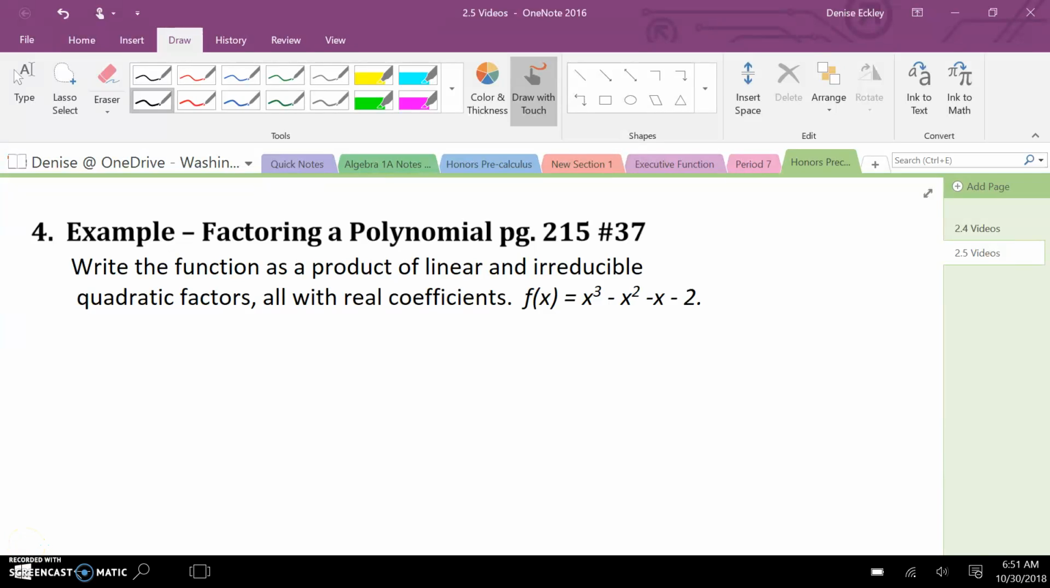Number 37 on page 215 puts together the last part of the notes, which is about polynomials of odd degree and also the idea of having an irreducible quadratic factor. Now this leads to two things.